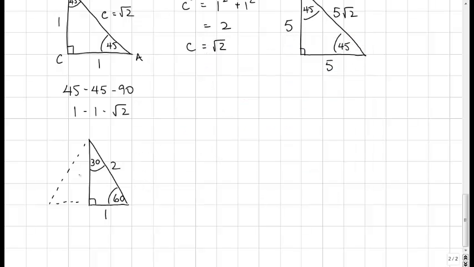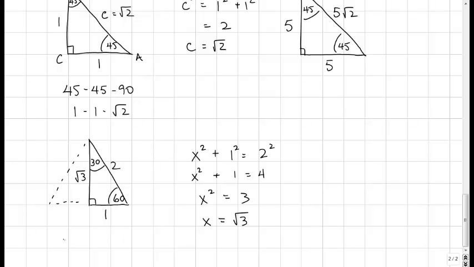I'm not going to label it x because I'm going to run out of room there, but let's just say we have x as the missing length. And we know that the sum of the squares of the two legs, so x squared plus 1 squared, is equal to 2 squared. And we end up with x squared plus 1 equals 4, and therefore x squared is equal to 3, so x is equal to the square root of 3.